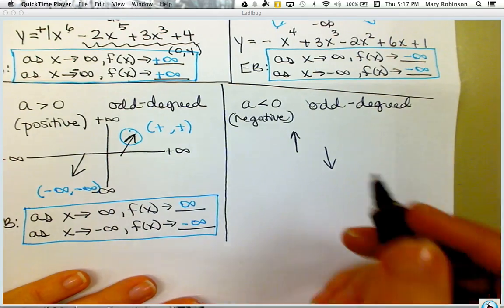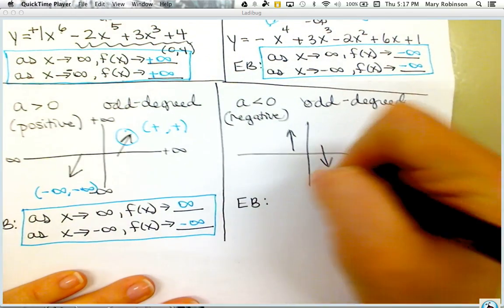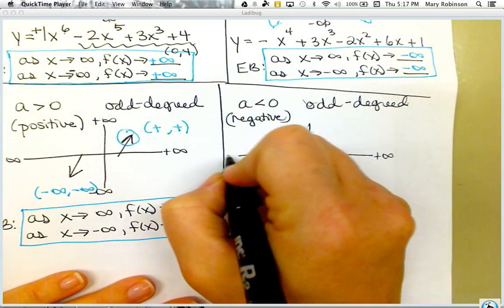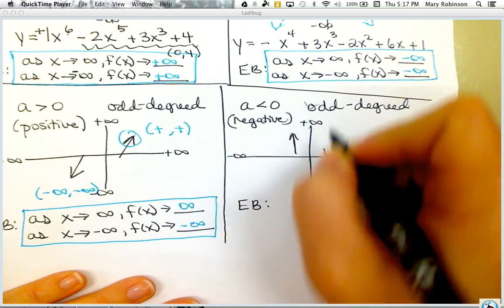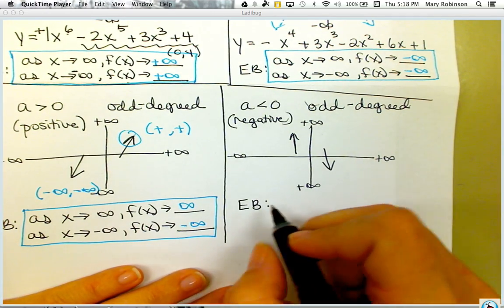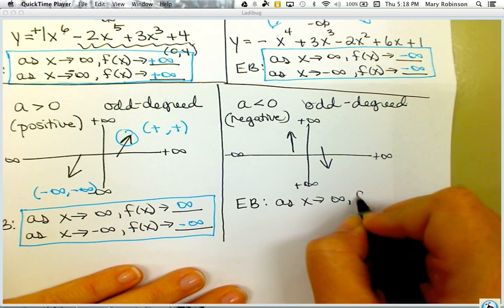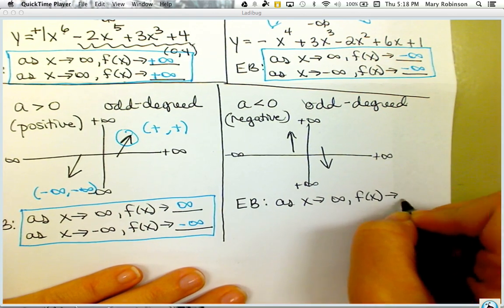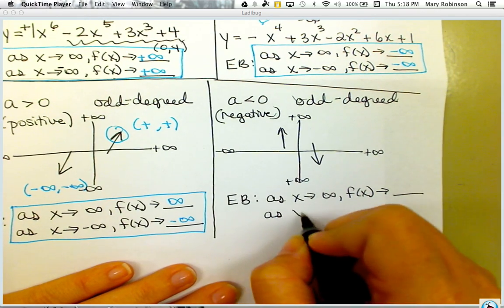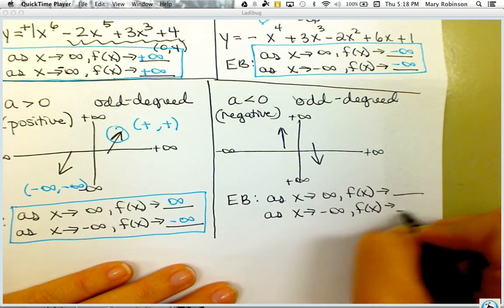Last one. Positive infinity on the right, negative on the left. Once you get the hang of it, you won't have to write as much. So end behavior, let's see. As x approaches infinity, f of x approaches blank. As x approaches negative infinity, f of x approaches blank.